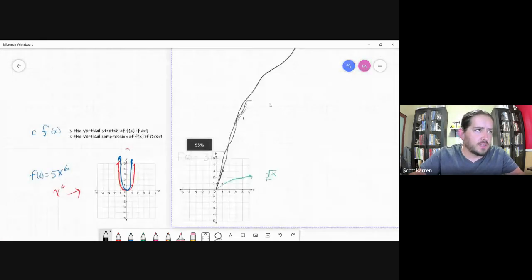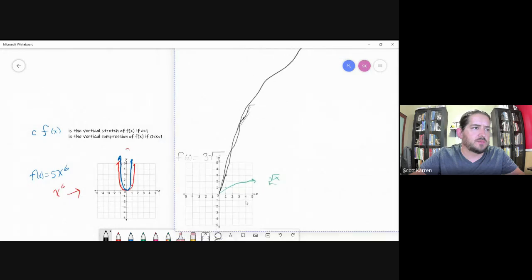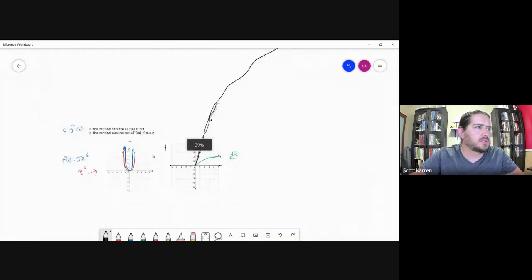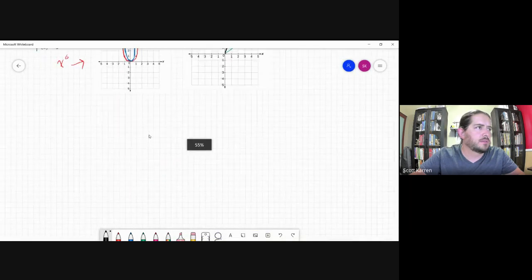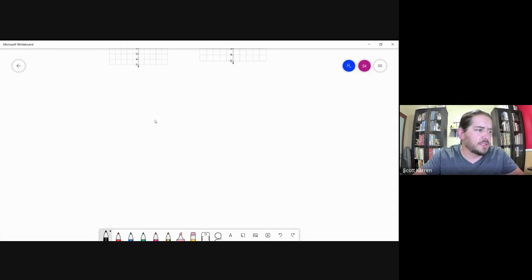Okay. Let's look at a compression. These are easier to see. Let's say that I have f of x equals 1/8 x squared, right?